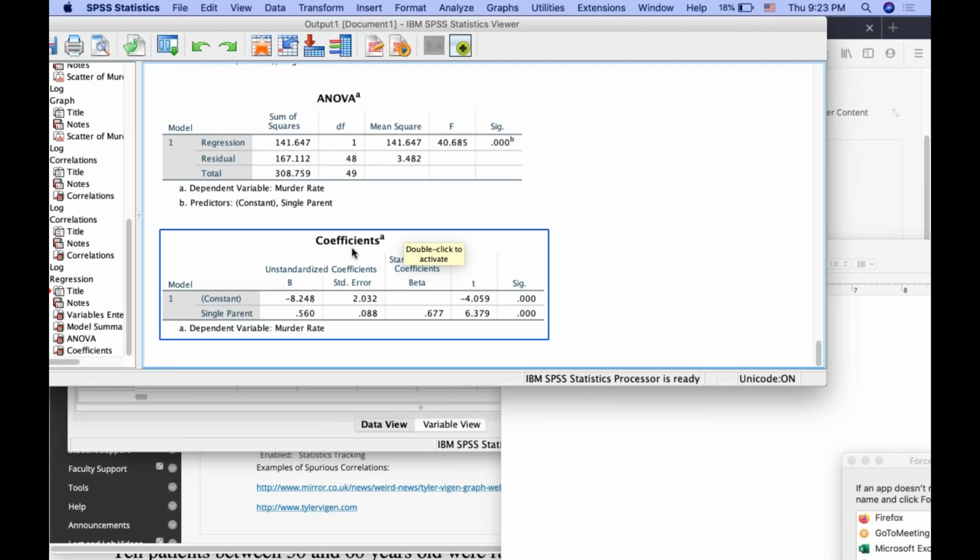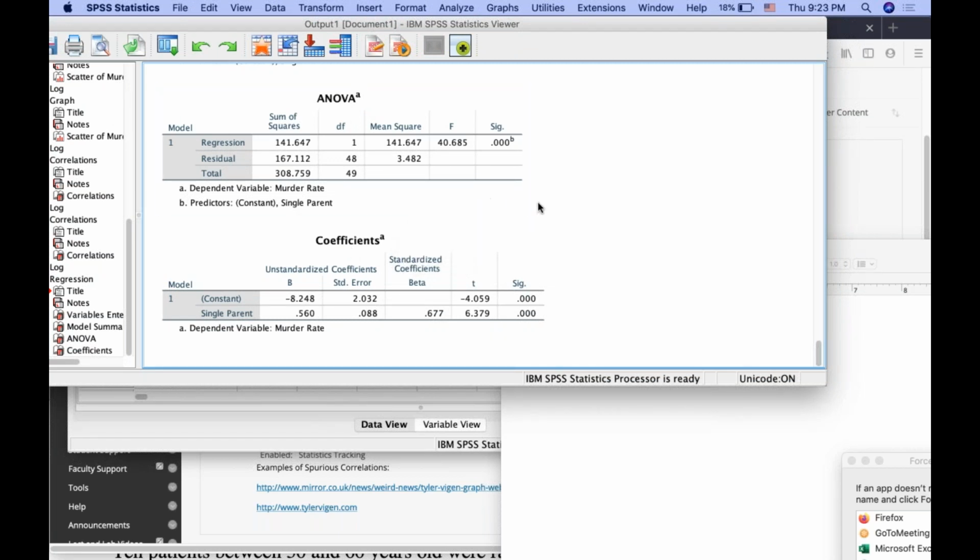So now I'm going to come down here to this last chart, coefficients. Now remember, why are we doing all this? We're doing all this because we want to have values for our formula, Y is equal to mx plus b, or whatever version of the formula that you use. Okay, so we want to fill those in.